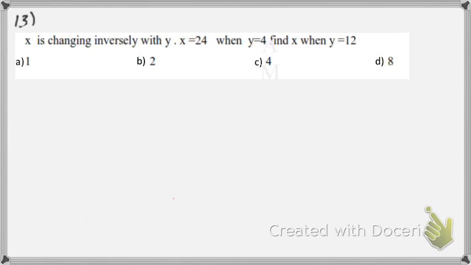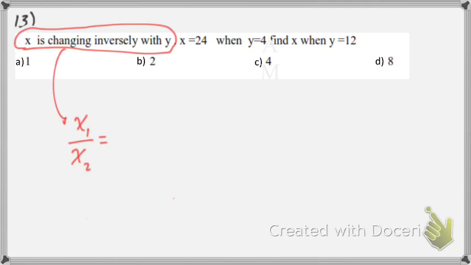Question 13. If x is changing inversely with y and x is equal to 24 when y is 4, what is the value of x when y is equal to 12? The meaning of changing inversely is that when x increases, the value of y decreases, and when x decreases, the value of y increases. And we can write it as a proportion: x1 over x2 is equal to y2 over y1. x1 is 24 and y1 is 4. Find x2 when y2 is 12.